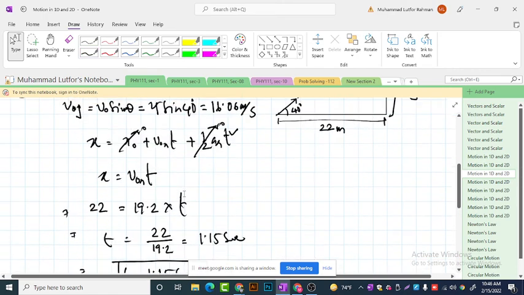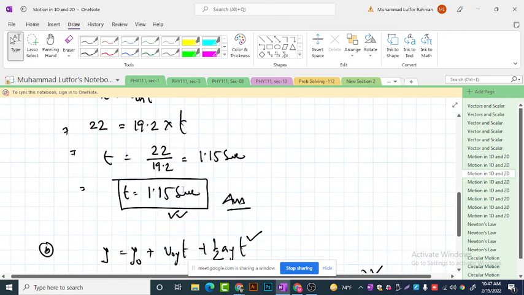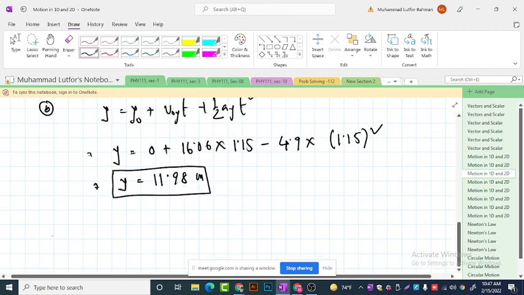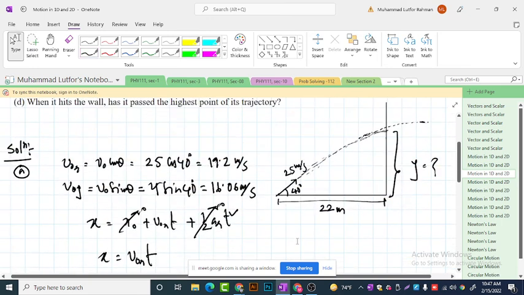This is the first case. And second case: what are the horizontal and the vertical components of its velocity as it hits the wall? Just before it hits the wall, I know it has two velocities, one is the x and another is the y component, right? Vx will remain the same throughout its journey because it moves at a constant velocity. That would be v naught cos theta, which is the 19.2 meters per second that I found initially.